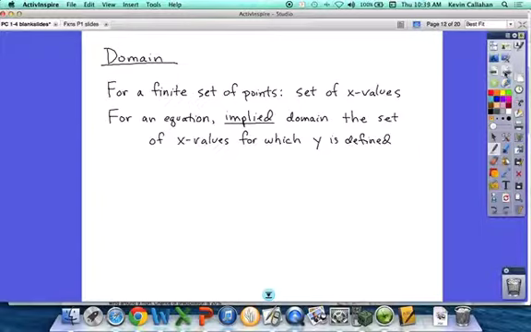Yeah, I like to think domain is telling you what can I plug in for x. What am I allowed to plug in? And we'll see on the next slide what you can't plug in. When is it that domain is limited? In this book, when they talk about it for an equation, they're calling it an implied domain. That's why I put it in. I don't think he did that in his last book.